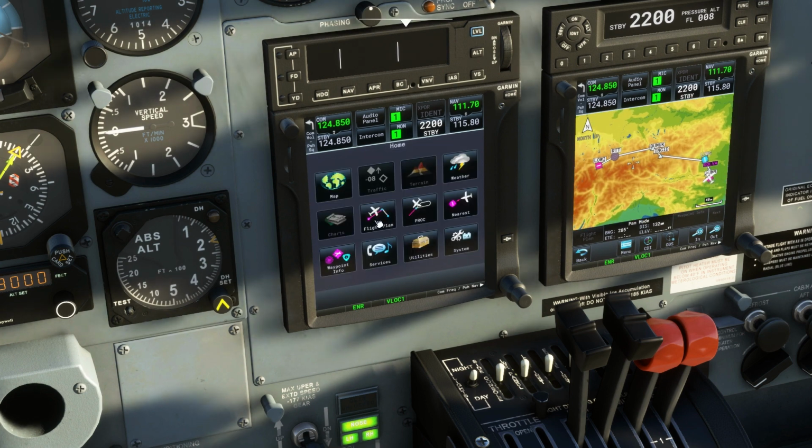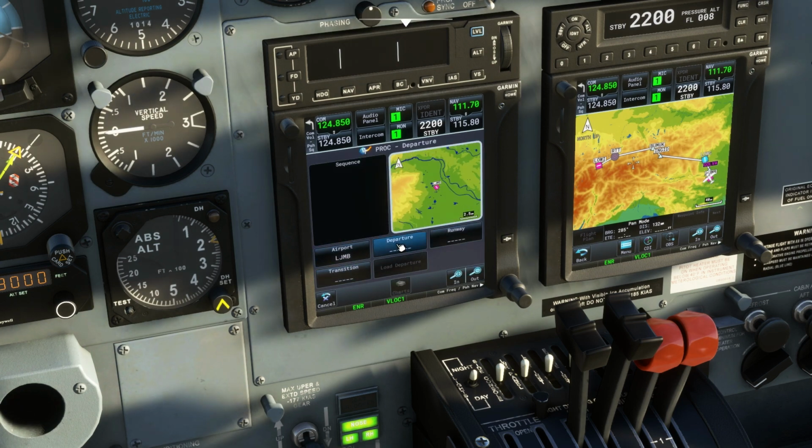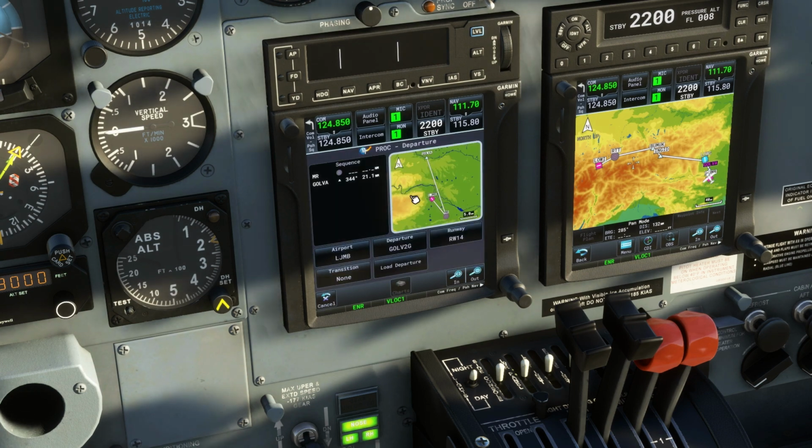Okay, now we actually have a procedure for the departure, and it's gonna be Golva to Golf. Runway 14. Yeah, we're taking off south, and we need to go north. So yeah, that's the departure.